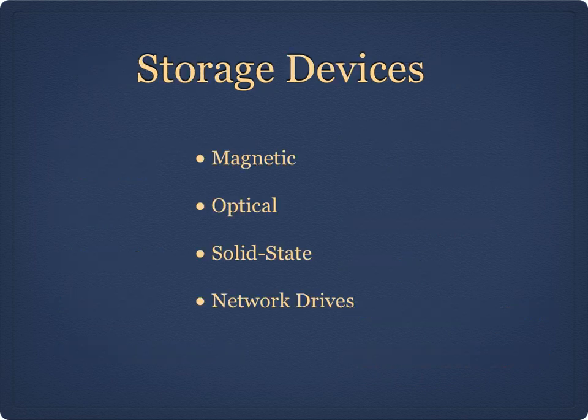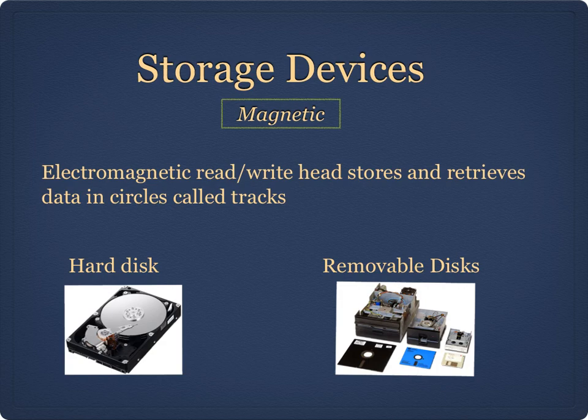Storage devices can be broken down into 4 categories: magnetic, optical, solid state, and network drives. Magnetic storage devices contain oxide-coated polyester film, usually in the shape of a disc, that has been magnetized to hold data. As the disc rotates in the computer, an electromagnetic read-write head stores or retrieves data in circles called tracks. Each track is labeled, and the location is kept in a special log on the disk called a file allocation table.